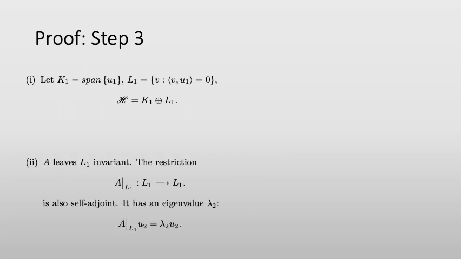Let's put things together, but relabel some variables. First, we get an eigenvalue lambda 1, and a unit eigenvector U1. The whole space breaks up into a direct sum of K1, and its orthogonal complement L1. The restriction of the operator to L1 is also self-adjoint. Therefore, the restricted operator has an eigenvalue lambda 2, and a unit eigenvector U2. Let K2 be the span of U2.